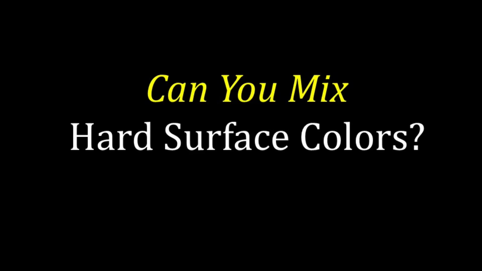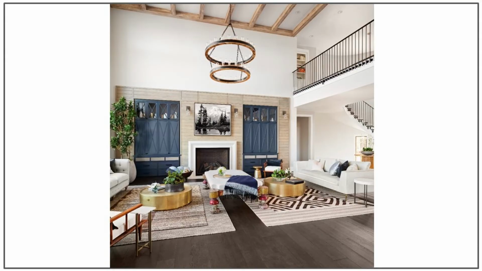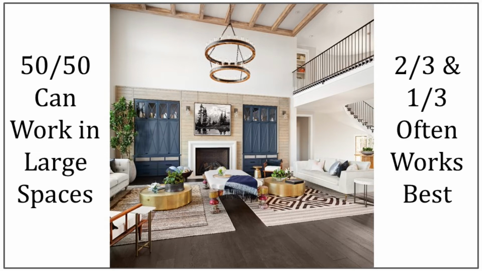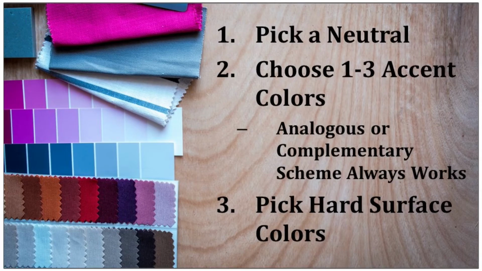So now I'm sure you're asking yourself, can you mix hard surface colors? Of course you can. But just like with the styles, I generally recommend choosing one main hard surface color and then using small amounts of another hard surface color throughout the room, unless you have a really large space, in which case you can mix them at nearly 50-50. But in general, think 2/3 of one hard surface color, like silver, and then 1/3 of another hard surface color, like brass. So that, in a nutshell, is an easy formulaic way to pick a great color scheme every time.